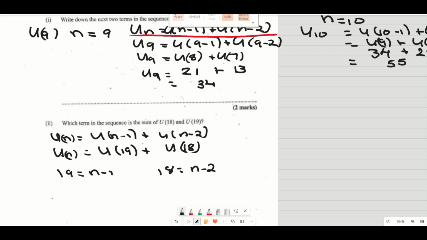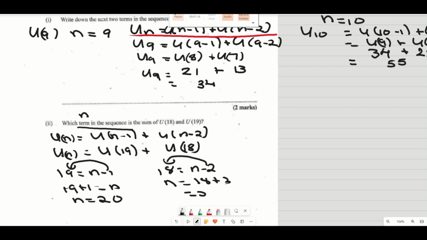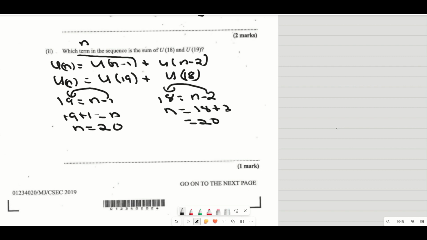We want to find the term in the sequence, the term being n. Remember, the term must be n. So if we make n the subject, if we carry across minus 1, it's going to be 19 plus 1, which is equal to n. So n is equal to 20. And for this one, you would carry this across, n is equal to 18 plus 2, which is also equal to 20. So what term in the sequence is the sum of u18 and u19? That is the 20th term in the sequence. And that is how you would do this question.